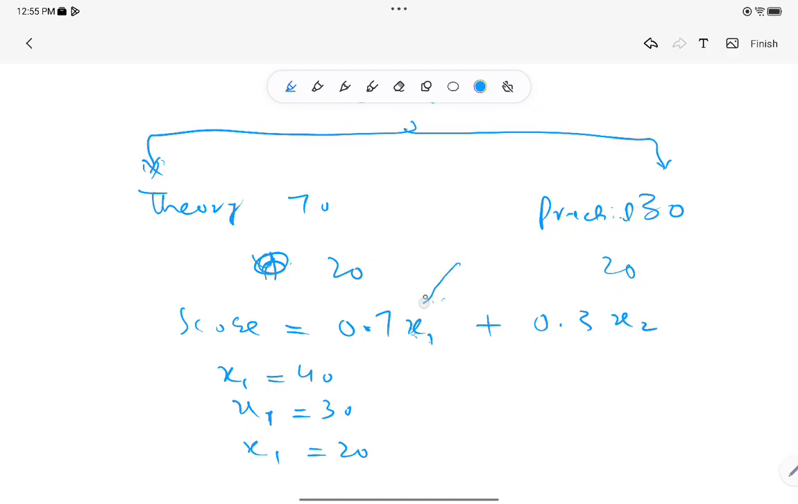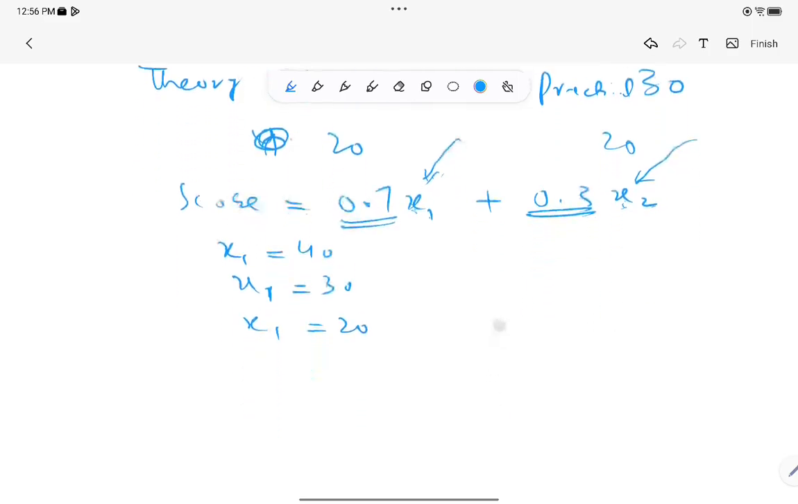These are the marks obtained in theory, and how is score then generated from that? They are given a weightage, we call it a weightage of 70%. And similarly, the marks obtained in practicals are given a weightage of 30%. The relative importance of these things. So these questions are very, very important.